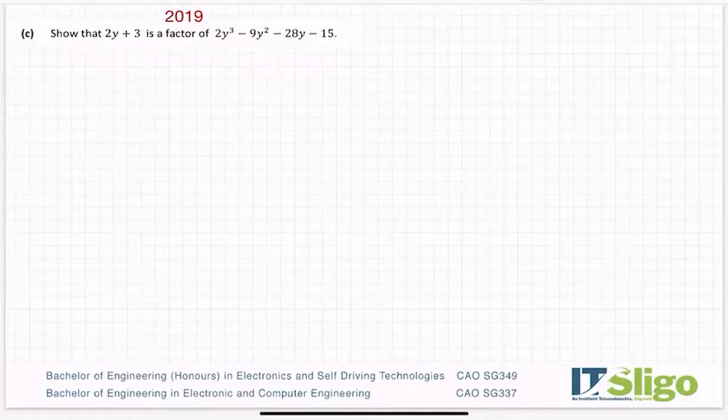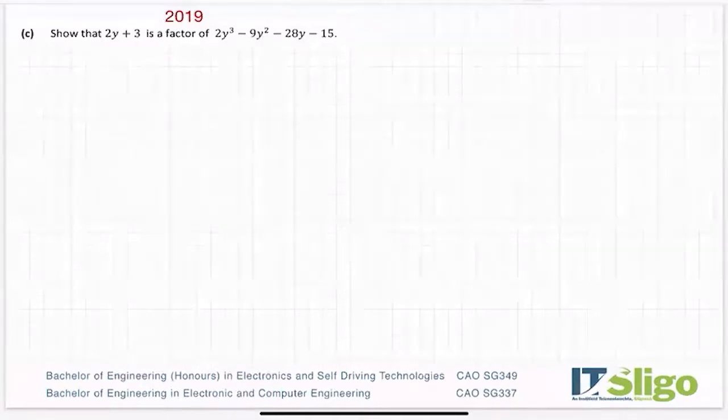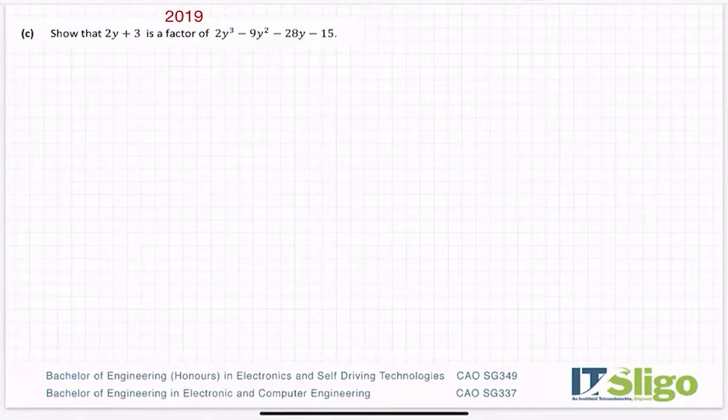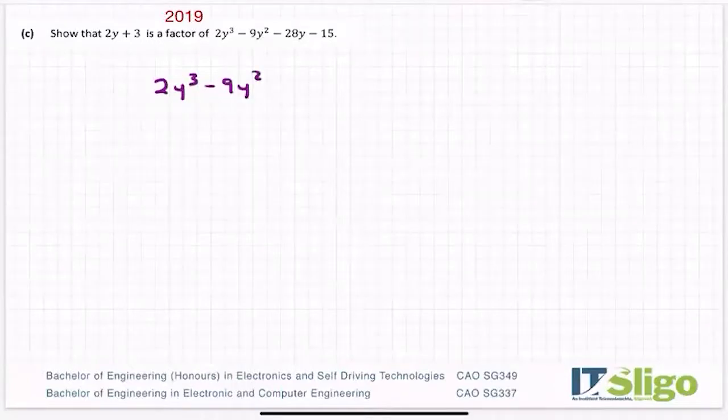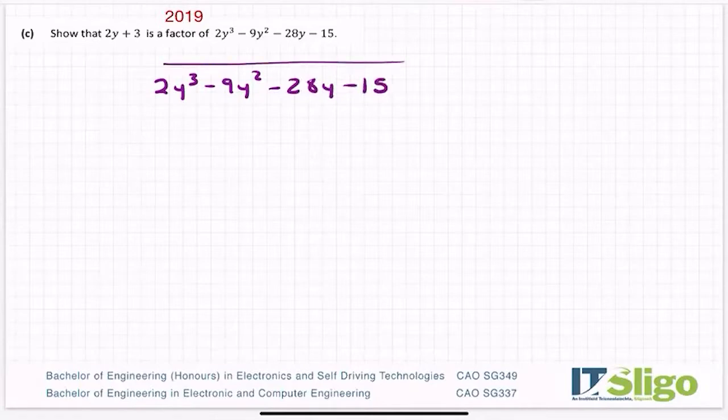And I just did that to have more practice of long division examples. I will do the entirety of these questions in their true form in different videos. But for long division, let's have a look at this. Show that 2y plus 3 is a factor of 2y cubed minus 9y squared minus 28y minus 15. So 2y cubed minus 9y squared minus 28y minus 15, and we'd like to divide that by 2y plus 3.